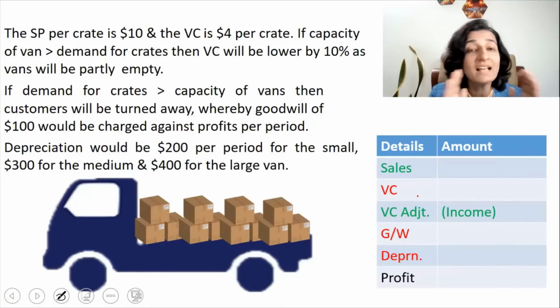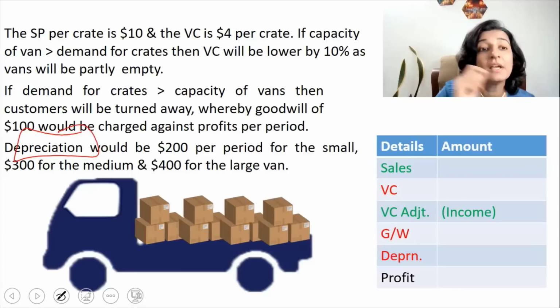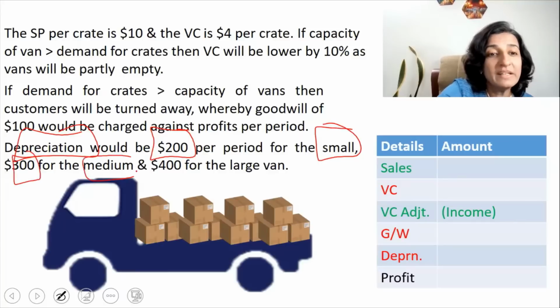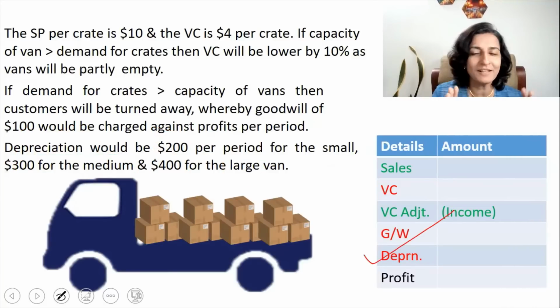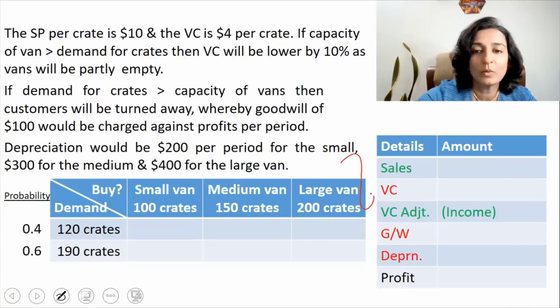And finally, the last item to be adjusted to arrive at the profit is depreciation. Depreciation would be $200 per period for the small van, $300 for the medium, and $400 for the large van. And finally, when you adjust all these amounts, you get the profit. Now we will start off with the profit table. So what is situation one?